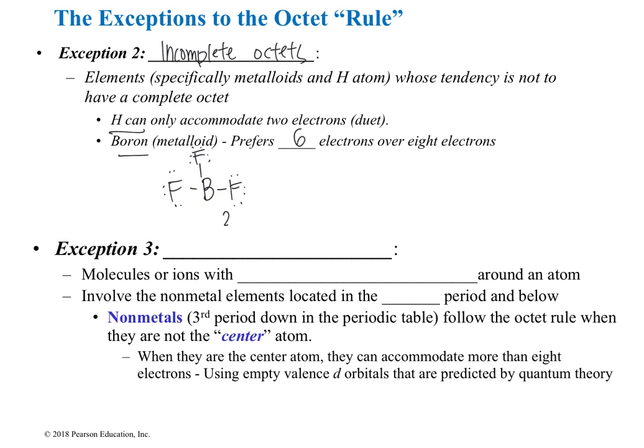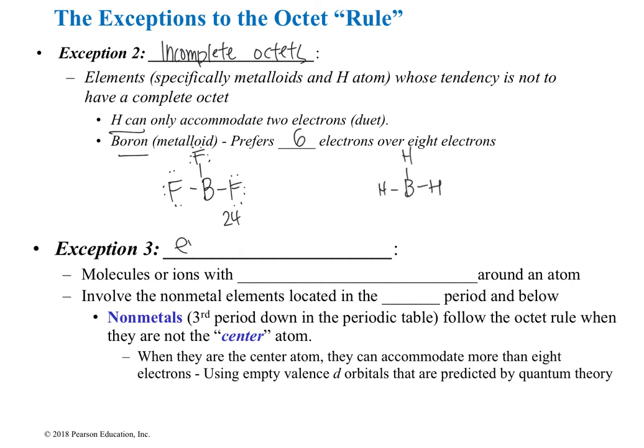This has 24 valence electrons, and this gives it 24. It's happy. BH3 has 6 valence electrons, and this is how it looks. So it's happy. So boron, remember, 6 electrons. I'm sure it'll show up again.